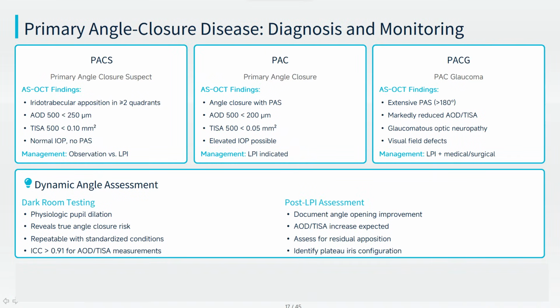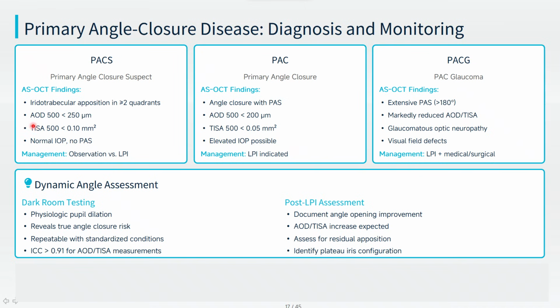As I said before, the angle closure disease spectrum starts from primary angle closure suspect, and there are certain variables of the suspect. If the iridocorneal opposition, that's the contact, is more than 2 quadrants, it means more than 180 degrees, this indicates that this is a glaucoma suspect. However, if it goes more than 180 degrees, the patient will have acute angle closure glaucoma.